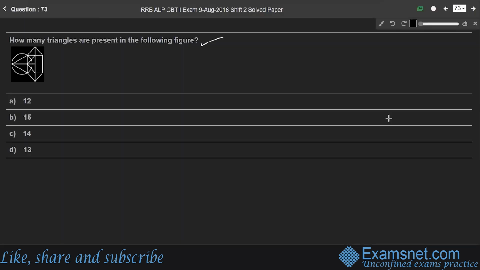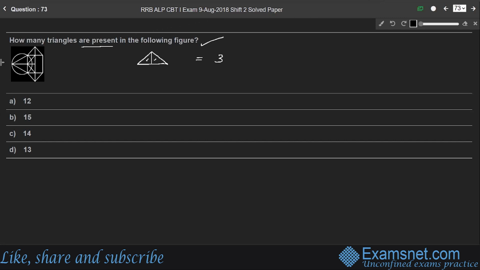Question 73. How many triangles are present in the following figure? So look at the figure carefully. If we consider one by one, in this part of the given figure, here is triangle 1, 2 and the whole triangle. So we have 3 triangles in this part, right?